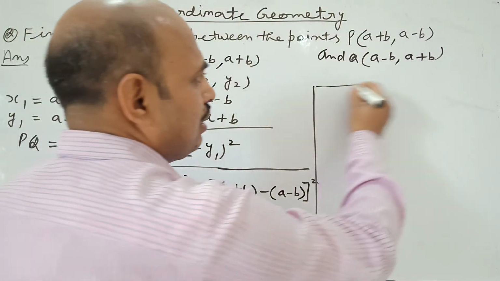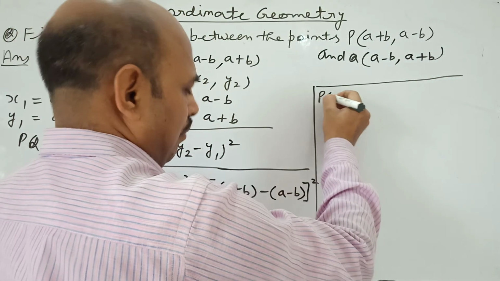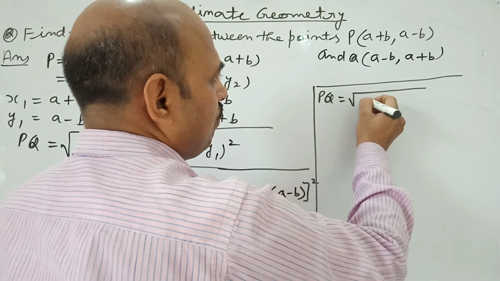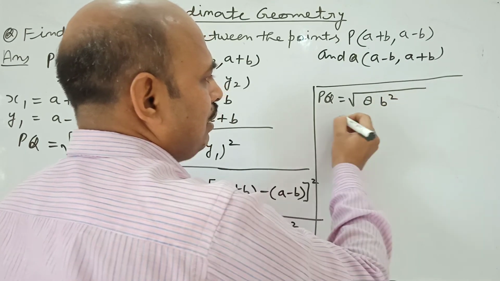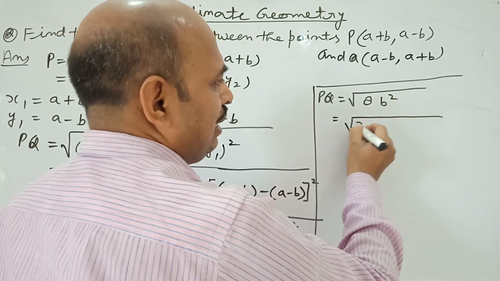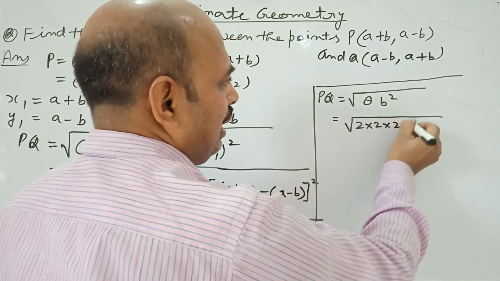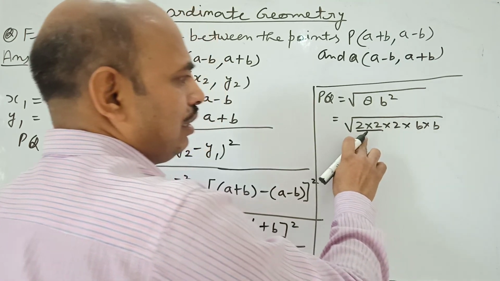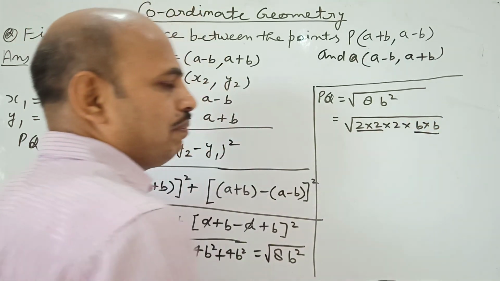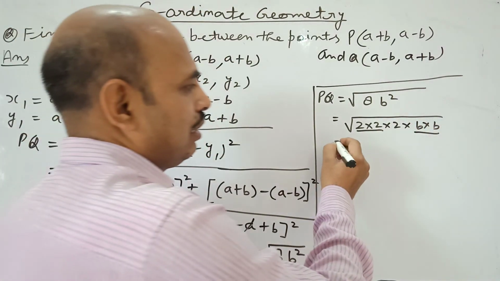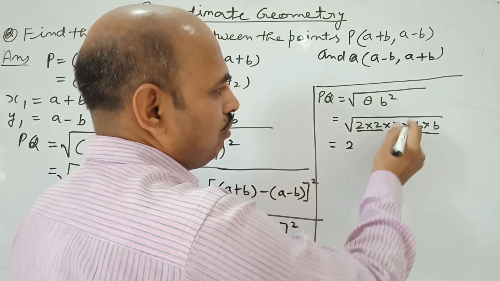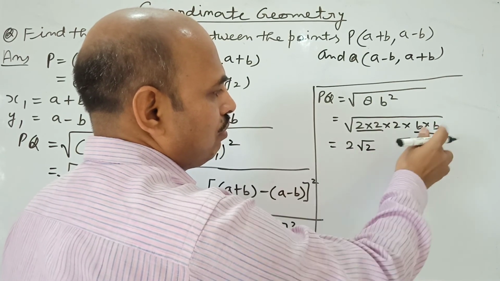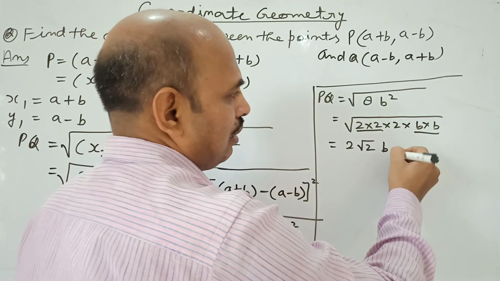So PQ is the square root of 8b square. Factorize 8 as 2 into 4, and 8 is 2 into 2 into 2, b square is b into b. This is a pair of 2, this is a pair of b. So take 2 into root 2 into b.